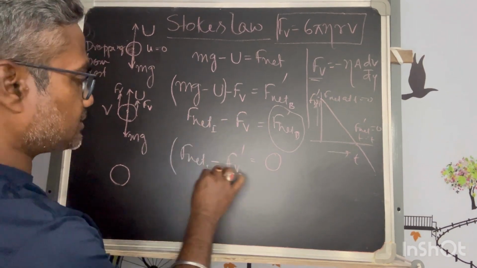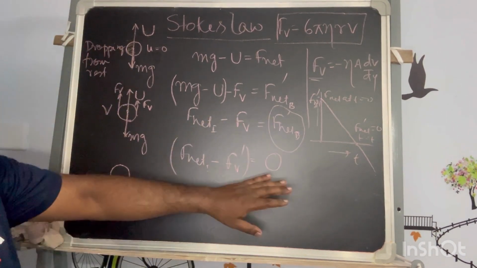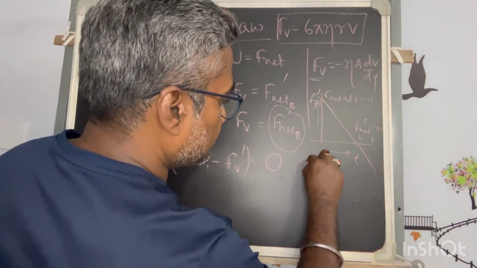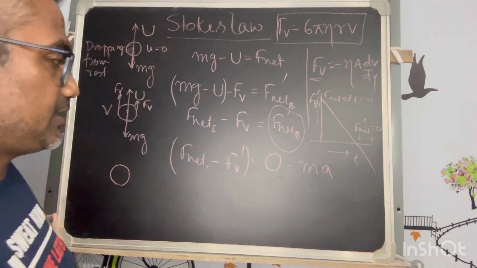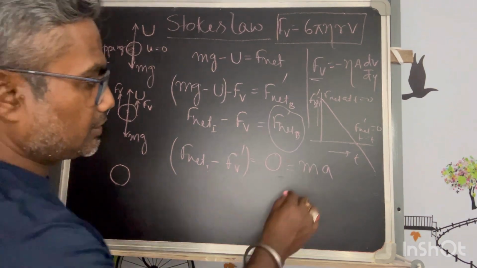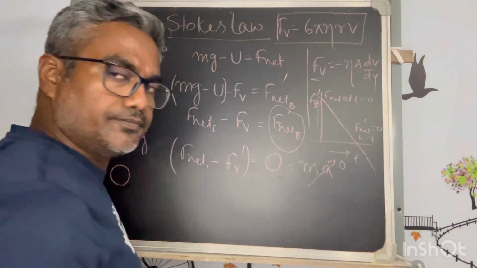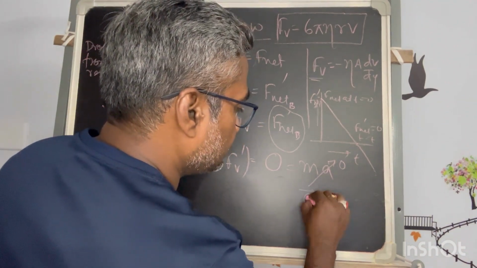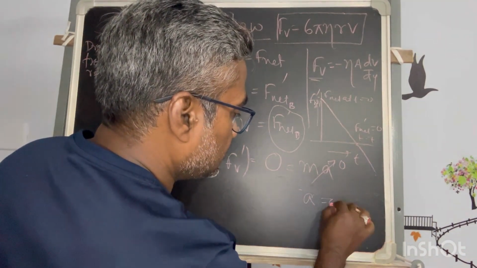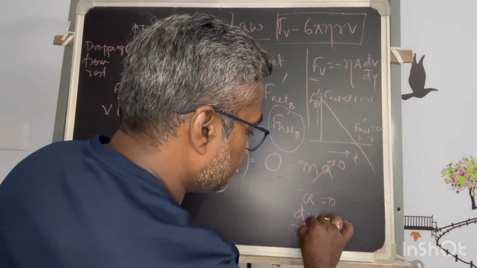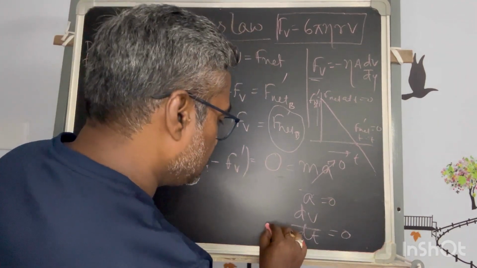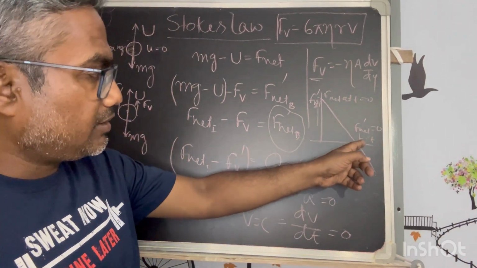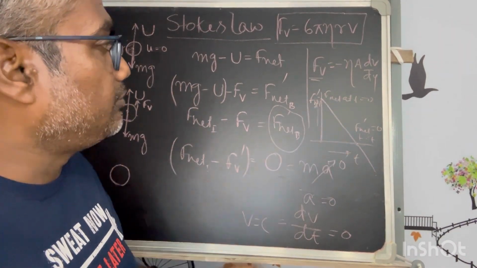Now if after some time it will definitely get 0 value, then the acceleration it is getting due to the force will be 0. The acceleration will become 0. So what does it mean? If acceleration is 0, that means dv by dt, the change in velocity, is 0. So you can assume that v is constant.